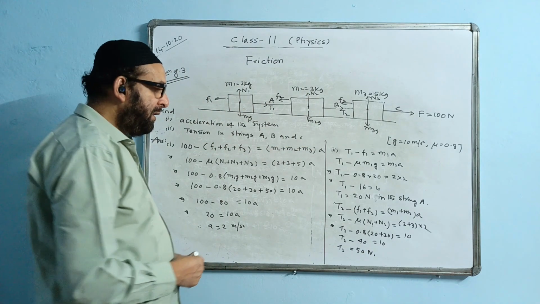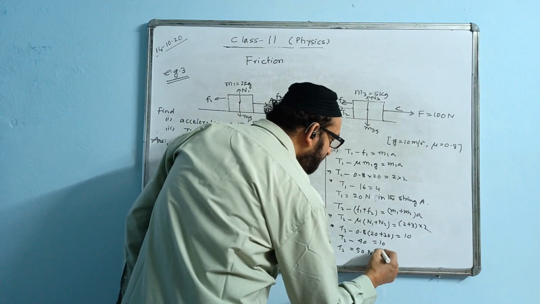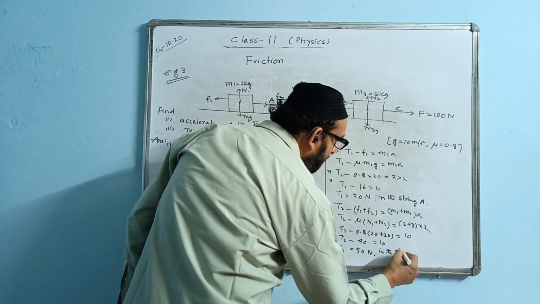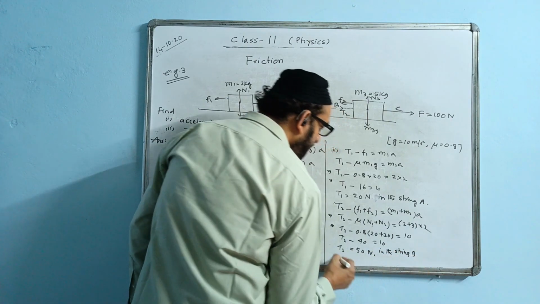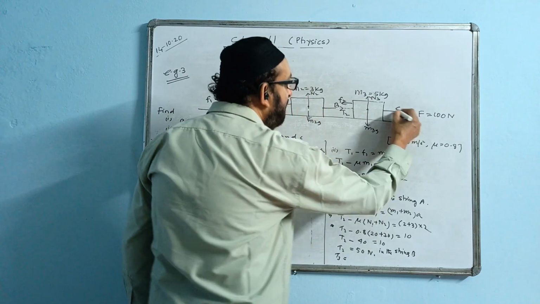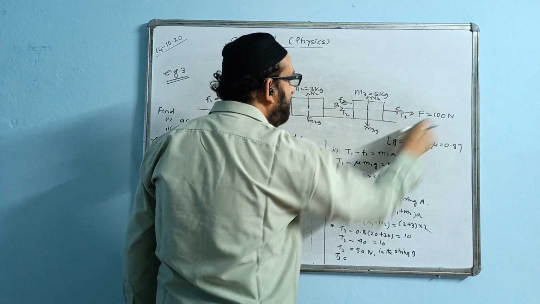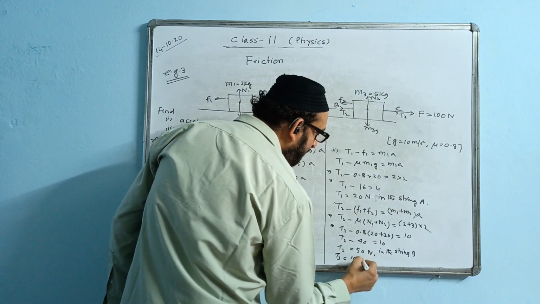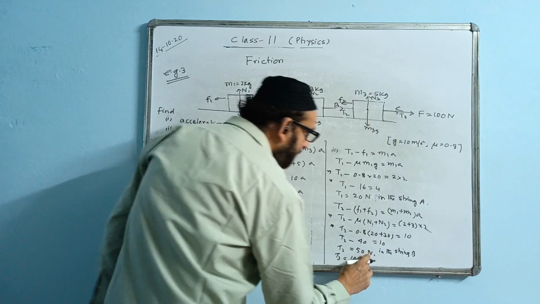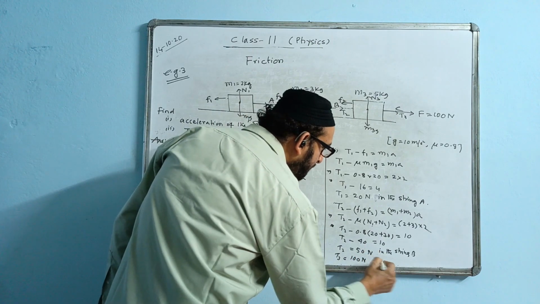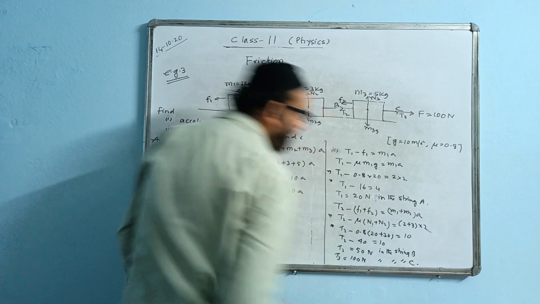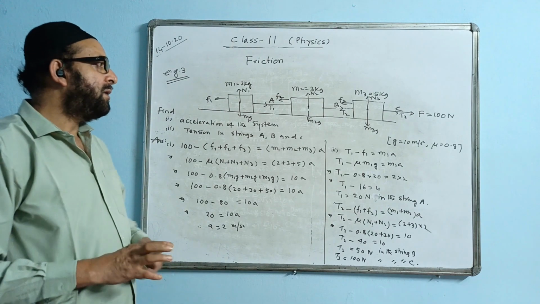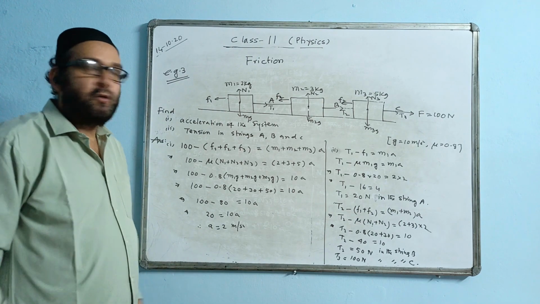This is the tension in string B. And T3 is the tension in string C. T3 will be the same as the applied force, so T3 is equal to 100 Newton directly. This is the tension in string C. So this is the solution for this question.